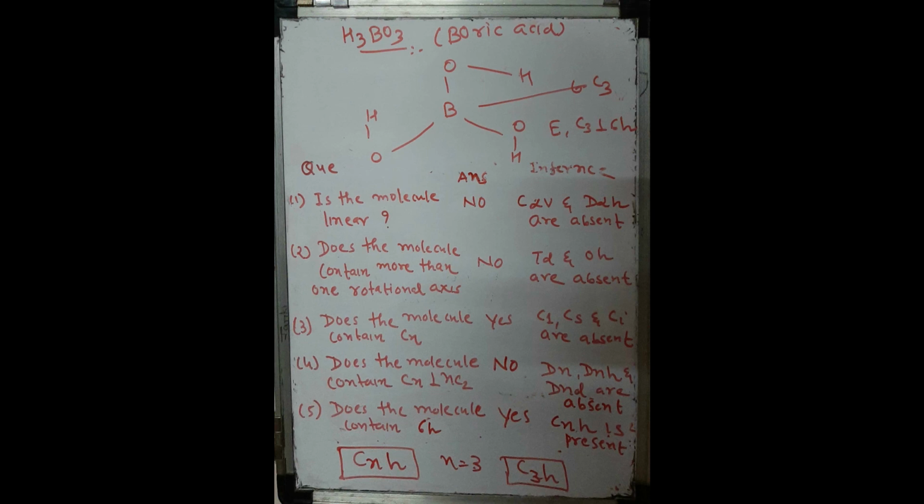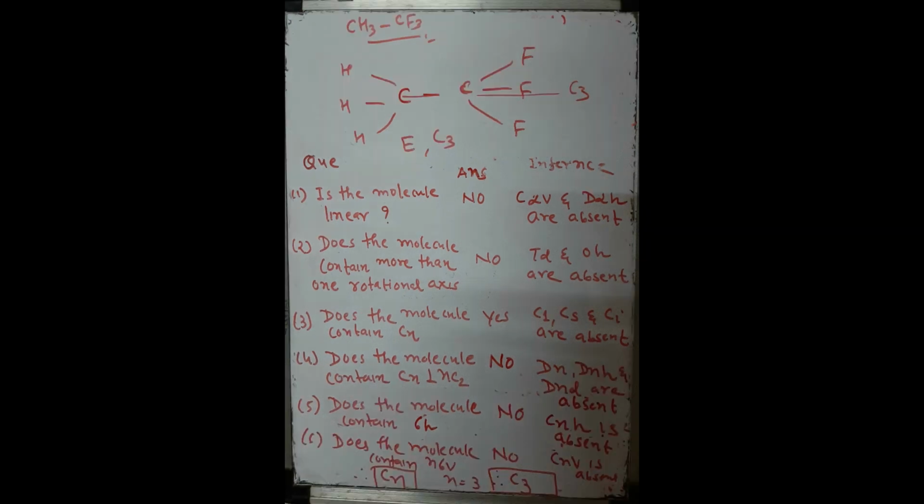And last but not least, that is CH3CF3, 1,1,1-trifluoroethane. 1,1,1-trifluoroethane contains E and C3 only. So first question we are going to ask, is the molecule linear? Answer is no, that means C infinity V and D infinity H are absent. Second question we are going to ask, does the molecule contain more than one rotational axis? Answer is no, that means tetrahedral and octahedral are absent.